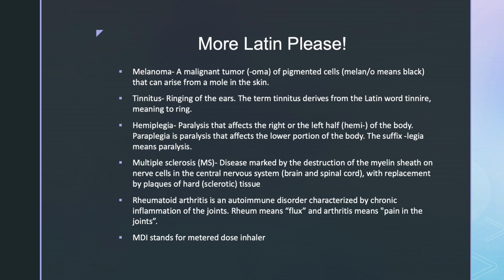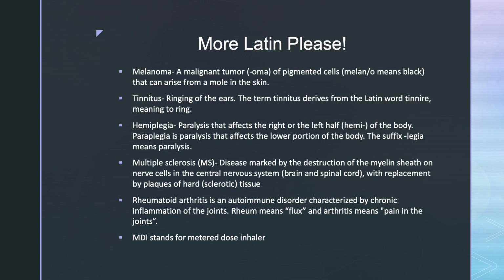Now, tinnitus. Tinnitus is ringing of the ears. So tinear means to ring. All right. Then we got hemiplegia. Hemi means half. And then that's paralysis. Plegia, like paraplegia, right? Which is just the lower portion of the body, versus quadriplegia, which also involves the cervical disc and cervical areas or thoracic areas, right?